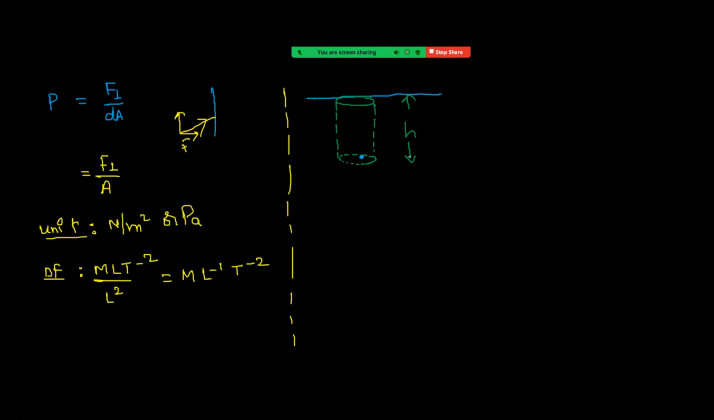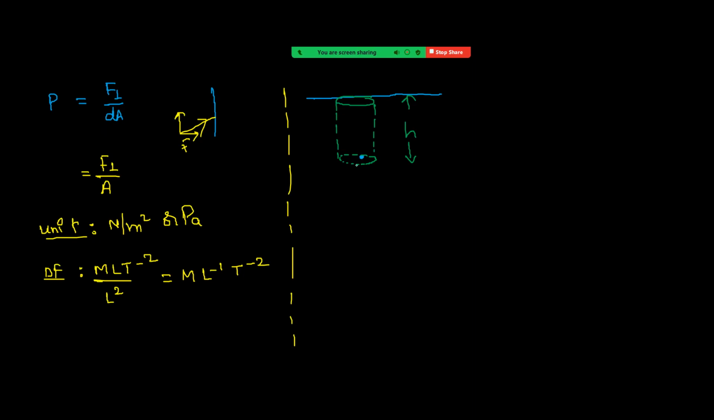So now we have to focus on the definition part: normal force per unit area. We can see how much force is acting on the base. Here there need not physically be any cylinder present. We just imagine there is a cylinder. Physically there need not be any cylinder.